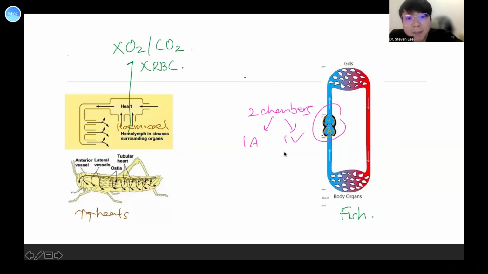Why? Come back to basic. Apakah fungsi atrium sebenarnya? What's the function of atrium? Atrium is to receive blood or to pump blood? Answer me. Receive or to pump? Receive. Dia punya fungsi adalah untuk menerima darah. So you can see the direction of the blood flow.